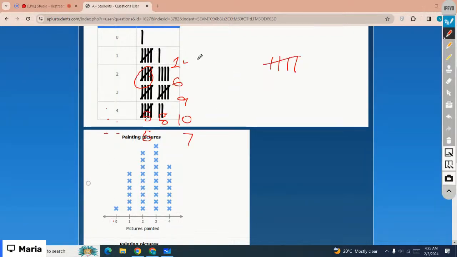For 0, it is 1. For 1, it is 6: 1, 2, 3, 4, 5, 6. For 2, it is 9, right? 1, 2, 3, 4, 5, 6, 7, 8, 9. For 3, that is 10: 1, 2, 3, 4, 5, 6, 7, 8, 9, 10. For 4, that is 7. So option number 1 is the correct option. Got it? The correct option is option number 1.